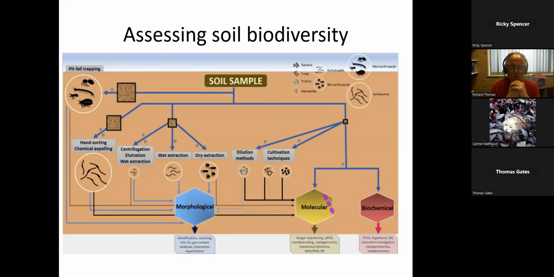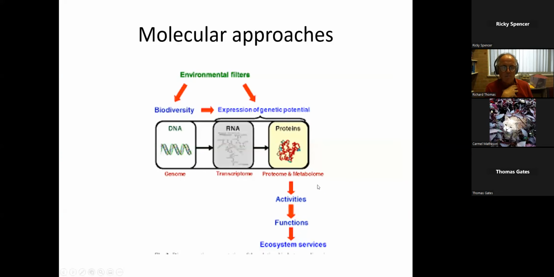How do we assess that? Well, we take a soil sample and take it into the lab. You need to hand sort everything to get rid of things that you're not interested in. You can then centrifuge it, wet extract, dry extract, and then cultivate. If you're looking at the mycorrhizal fungi, you can cultivate and then do your molecular and biochemical analysis. Molecular approaches are becoming increasingly important, especially since we recognize the importance of mycorrhizal fungi as an expression of biodiversity and also of genetic potential.